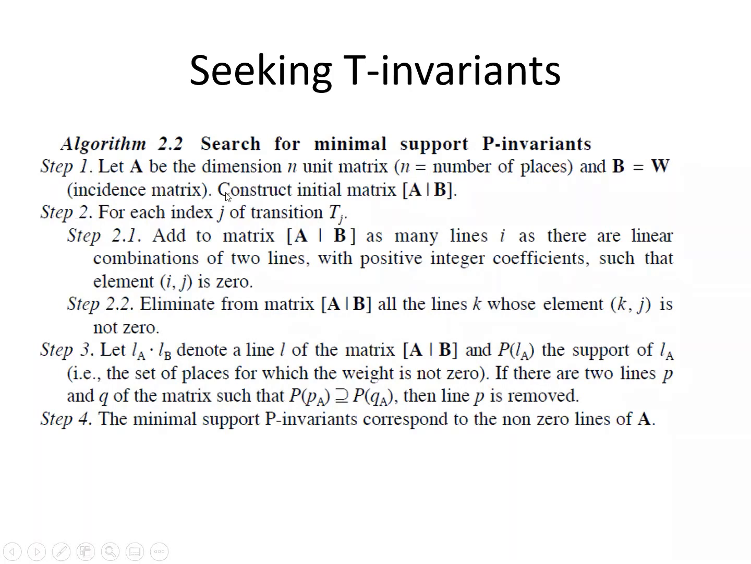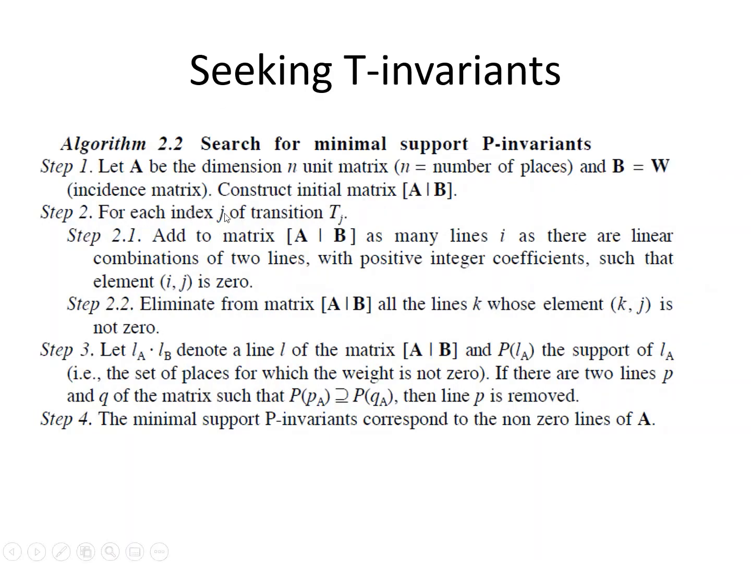Then we construct another matrix by combining the two matrices A and B. A is the unit matrix and B is the incidence matrix. By combining these, we get another matrix which is called the AB matrix. And there is a loop now in step 2 of this algorithm, which is repeated how many times? The number of transitions times. So suppose we have transitions T1 to Tj to Tn.